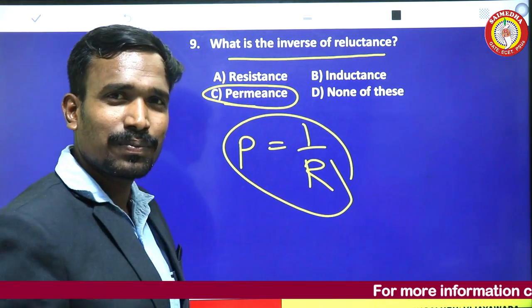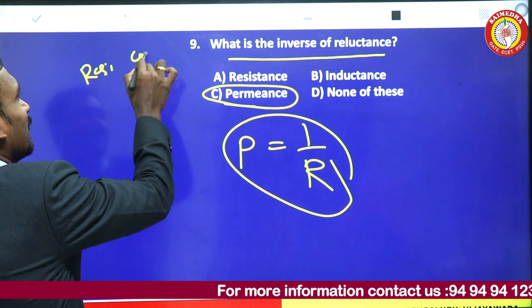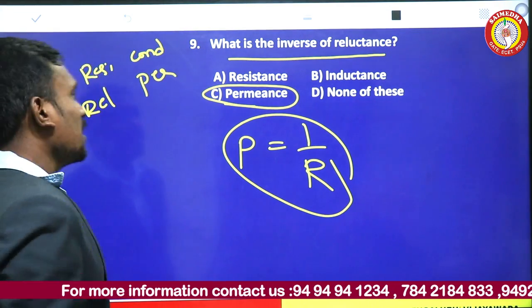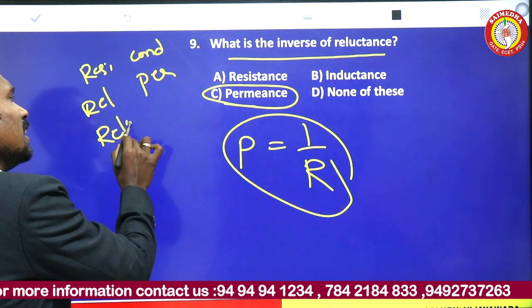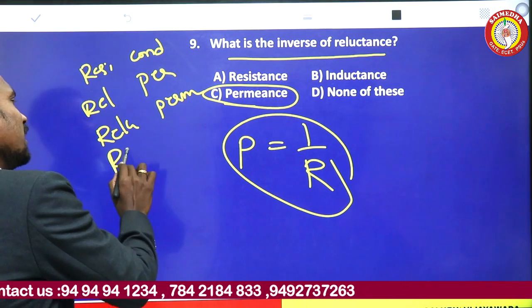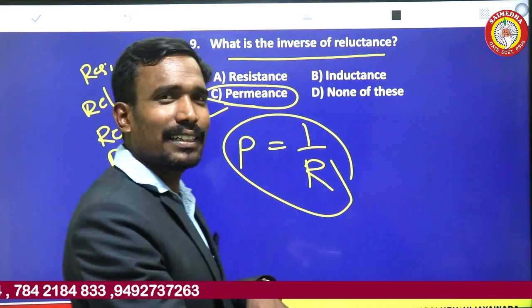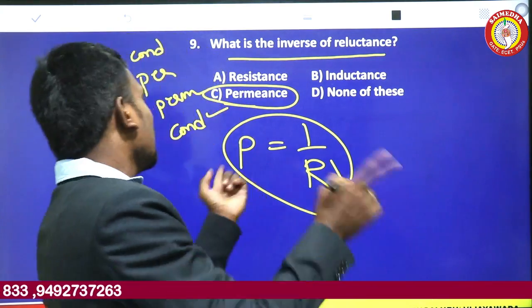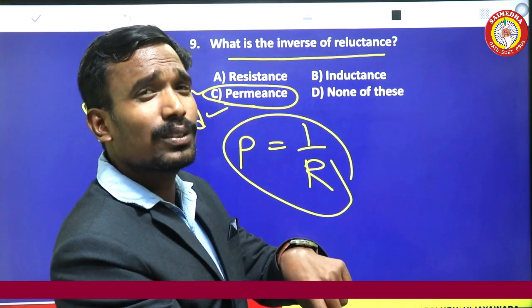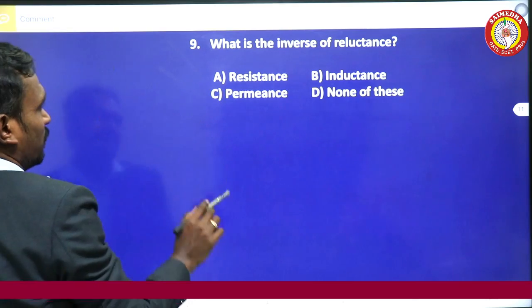Remember this. Here resistance, conductance. Reluctance, permeance. Reluctivity, permeability. Resistivity, conductivity. Resistance, conductance. Resistivity, conductivity. Reluctance, permeance. Reluctivity, permeability. Those are the inverses, reciprocals. Right, sir. Let's go for the next question.